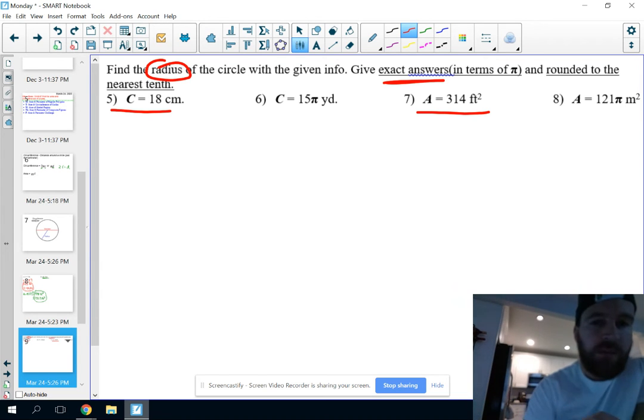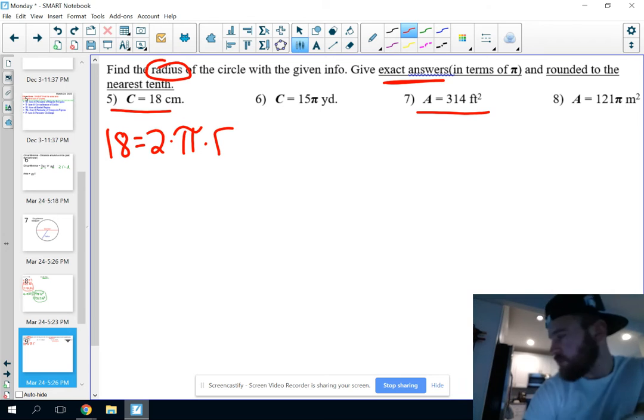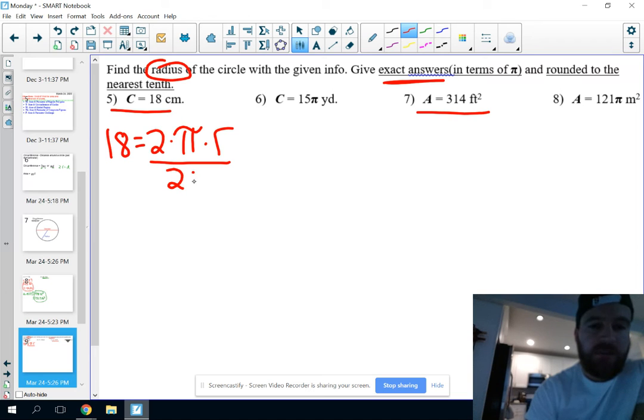So to start, plug into your formula. Since we're trying to find the radius, we're going to use the formula that involves the radius. Since we have circumference, that formula would be 2 pi r. So 18 equals 2 pi r. We're going to divide by everything that's not the radius, so divide by 2 pi. Divide by 2 pi, that cancels out. On the left side, our pi, we're going to keep in the answer for our exact.